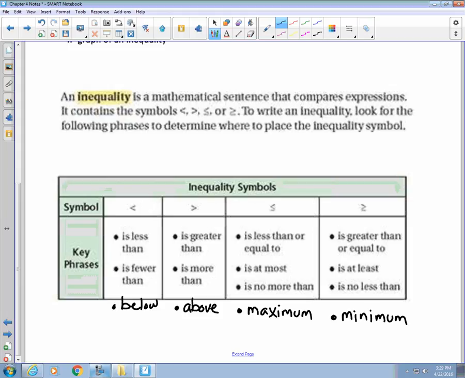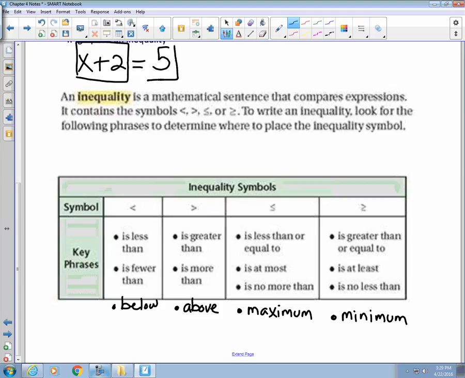I'm going to start off with an equation. We should know what an equation is. That's also a mathematical sentence that says two expressions are equal. For example, x plus 2 is equal to 5. That is an equation, because we have one expression, x plus 2, that we say is equal to a second expression, which is just 5. So there's two expressions, and they are equal to each other, so we use an equal sign. An inequality is a situation where we have two expressions that may not be equal to each other.